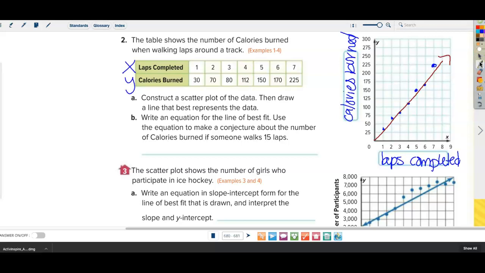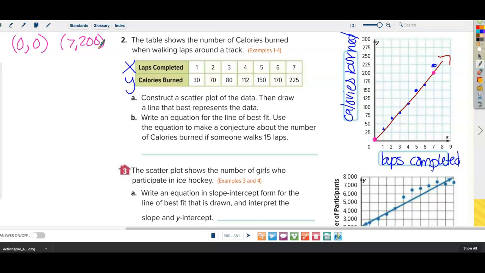So I'm going to pick 0, 0, and this one right here. So I picked 0, 0 because if you walk 0 laps, you're not going to burn any calories. And then I also picked 7, 200. And I picked those because they were easy to identify.